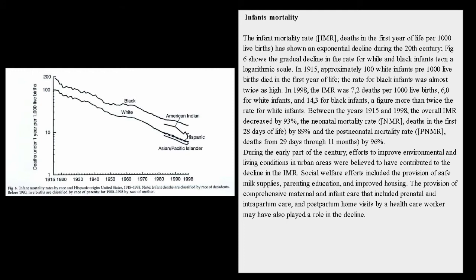Between the years 1915 and 1998, the overall IMR decreased by 93%, the neonatal mortality rate, NMR, deaths in the first 28 days of life, by 89%, and the post-neonatal mortality rate, PNMR, deaths from 29 days through 11 months, by 96%. During the early part of the century, efforts to improve environmental and living conditions in urban areas were believed to have contributed to the decline in the IMR. Social welfare efforts included the provision of safe milk supplies, parenting education, and improved housing. The provision of comprehensive maternal and infant care that included prenatal and intrapartum care, and postpartum home visits by a healthcare worker may have also played a role in the decline.